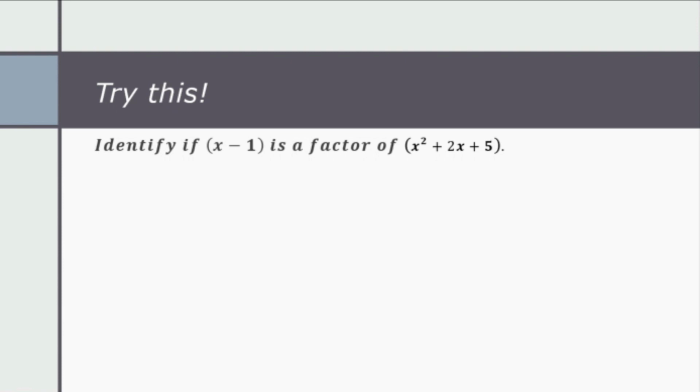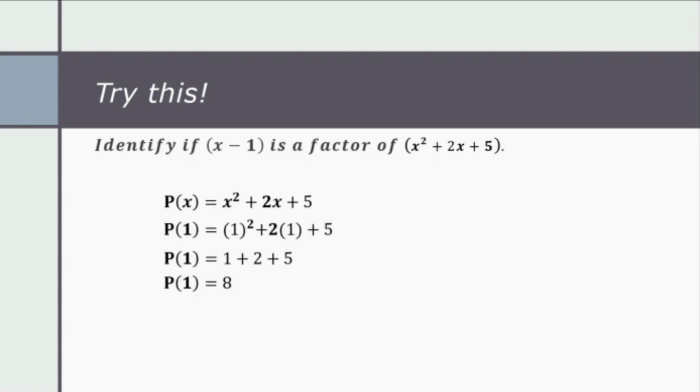Okay, identifying if x minus 1 is a factor of x raised to 2 plus 2x plus 5, the answer is no. x minus 1 is not a factor of x raised to 2 plus 2x plus 5 because the remainder is equal to 8. Remember that in order for a divisor to become a factor of a given polynomial, the remainder must be equal to 0.